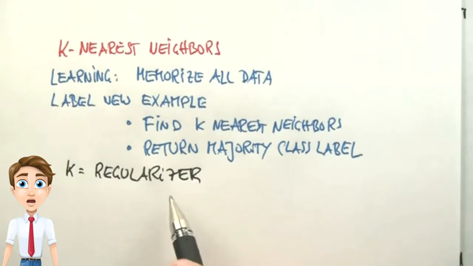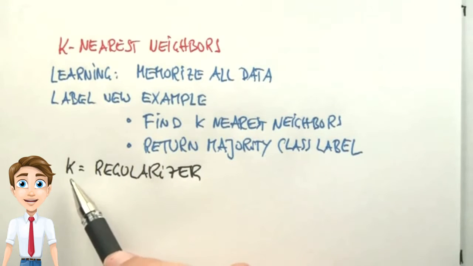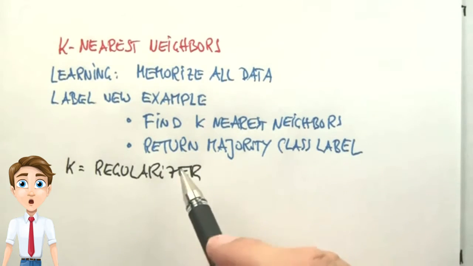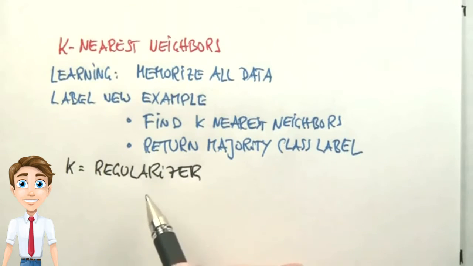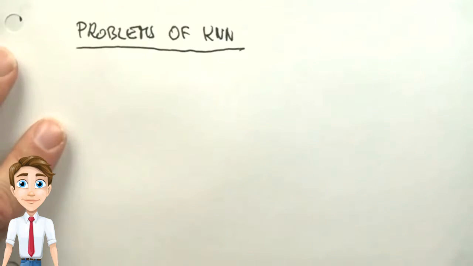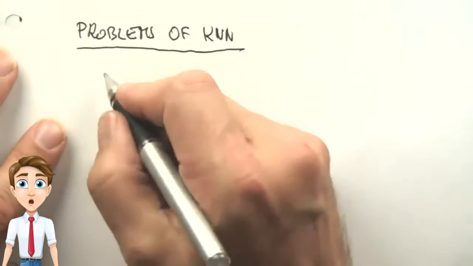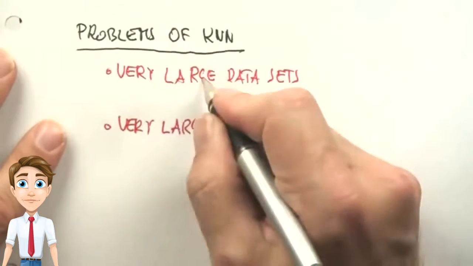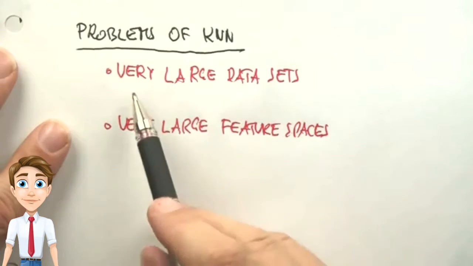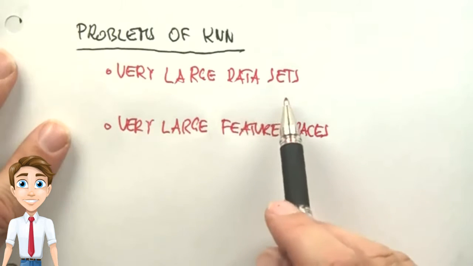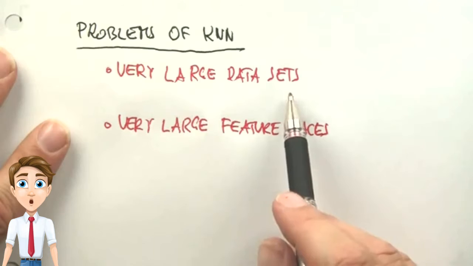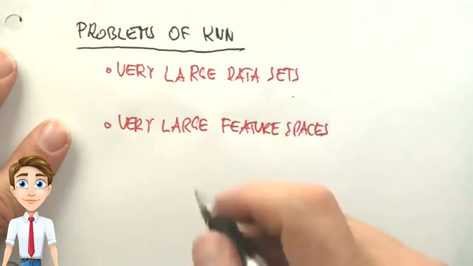We can once again use cross-validation to find the optimal k, because there's an inherent trade-off between the complexity of what we want to fit and the goodness of the fit. What are the problems of kNN? Well, I'd argue there's two. One is very large data sets, and one is very large feature spaces. Now the first one results in lengthy searches when you try to find the k nearest neighbors. Now fortunately, there's methods to search efficiently.